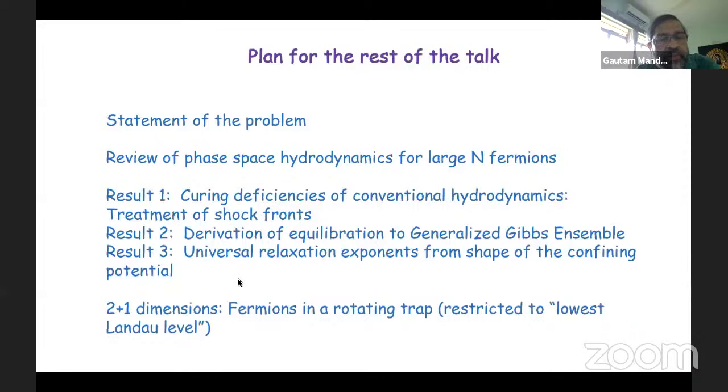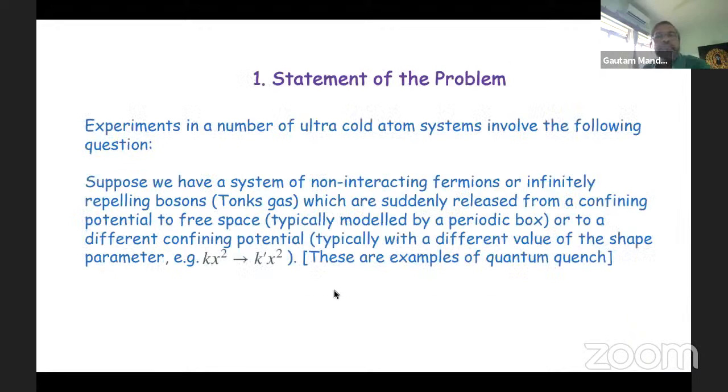Okay, then, if time permits, we would talk about our ongoing work with condensed matter physicists on fermions in a rotating trap, 2-dimensional fermions in a rotating trap, which are restricted to the lowest Landau level and have effective 1+1 dimensional behavior, and we can apply our methods even to them. So let's go. The statement of the problem is the following: experiments in a number of ultra-cold atom systems involve the following question.